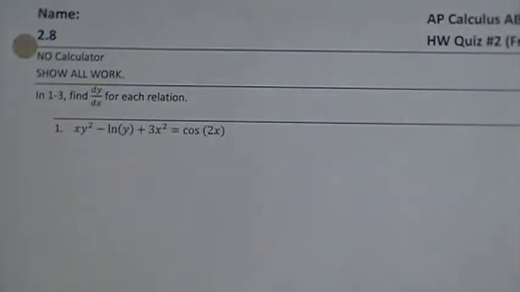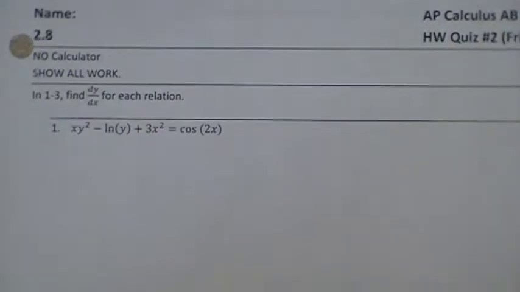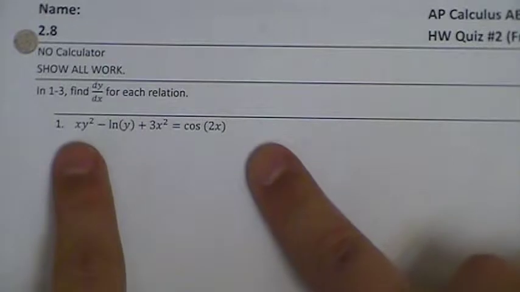In this video, we'll take a look at some of the solutions to the problems from the quiz on section 2.8. So this was the quiz on implicit differentiation, and on the front page of the quiz I was just looking for you to find dy dx in each of the three problems. So in this very first question, it's an implicitly defined relation.